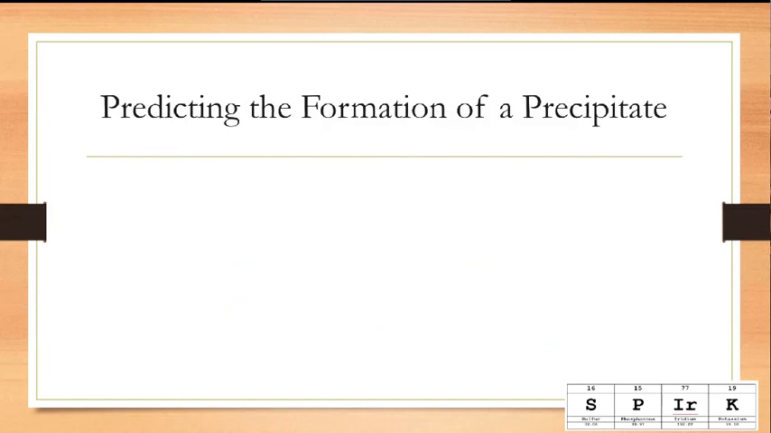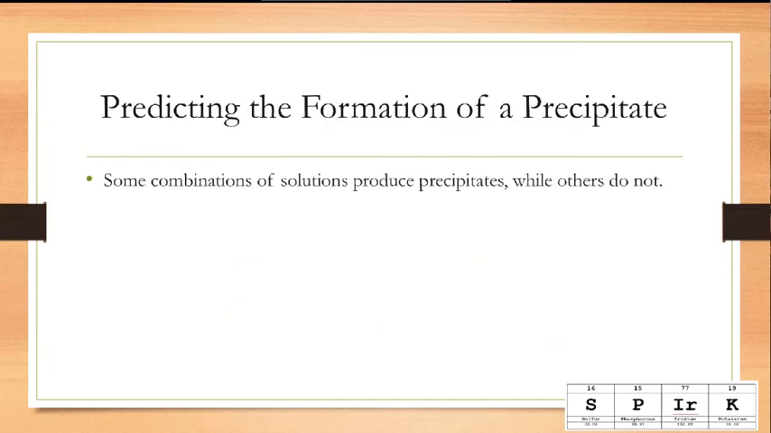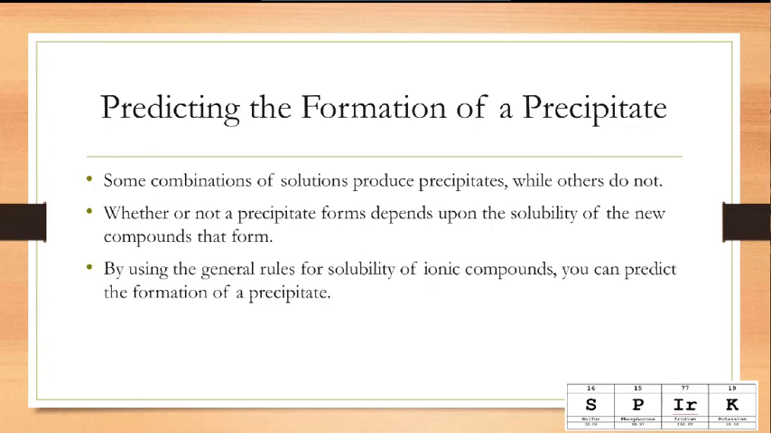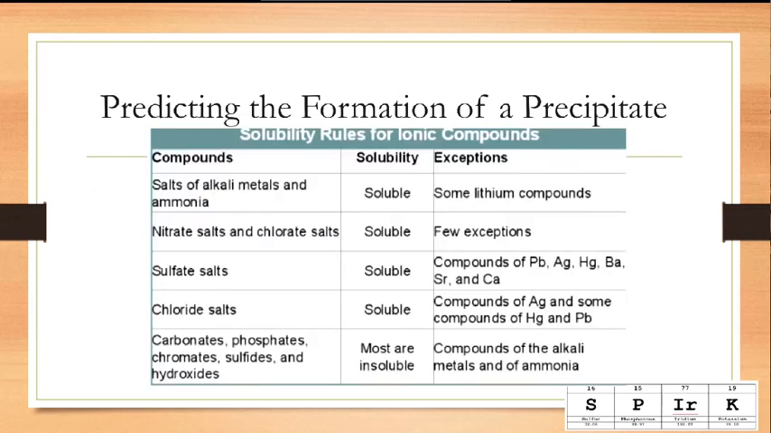So let's predict the formation of a precipitate. Some combinations of solutions produce precipitates while others do not. Whether or not a precipitate forms depends upon the solubility of the new compounds that form. By using the general rules for solubility of ionic compounds, you can predict the formation of a precipitate. So here are our general solubility rules.